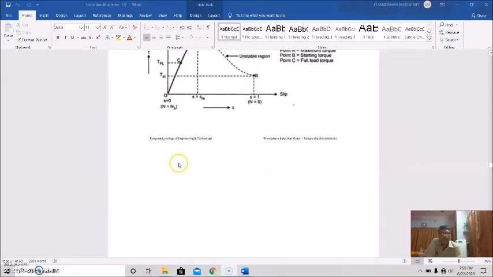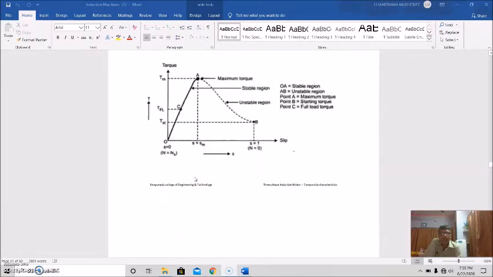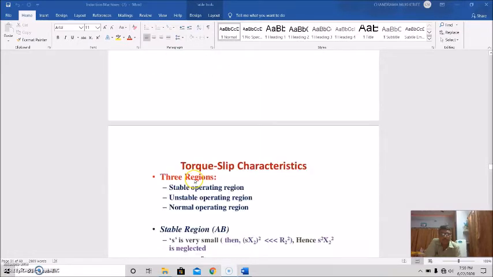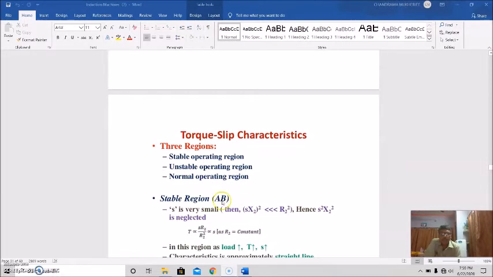Okay, this is the stable region, and the unstable region, this one, this BC is the unstable region, and OA is the stable region. And the normal operating region is another one, within the stable region.